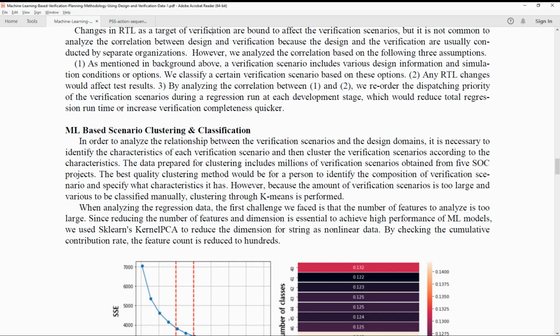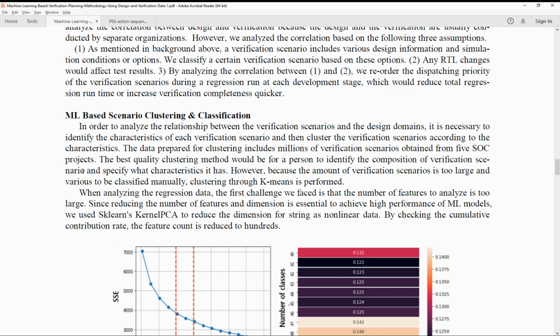ML-based scenario clustering and classification. In order to analyze the relationship between the verification scenarios and the design domains, it's necessary to identify the characteristics of each verification scenario and cluster the verification scenarios according to the characteristics. The data prepared for clustering includes millions of verification scenarios obtained from the SoC project. The best quality clustering method would be for a person to identify the composition of the verification scenarios and specify what characteristics each has.